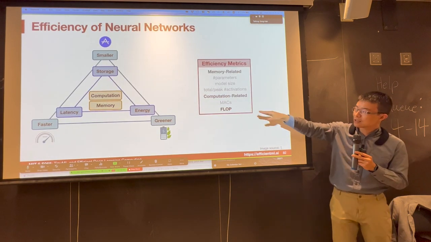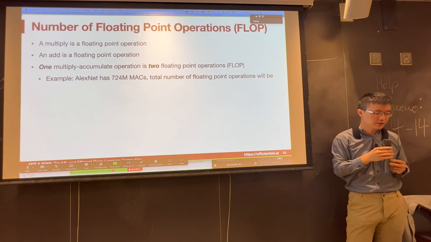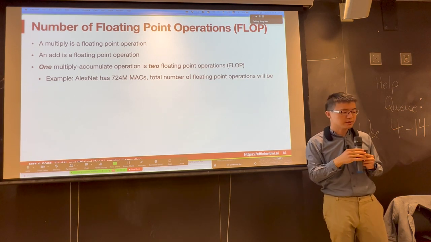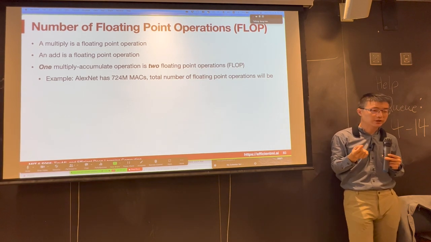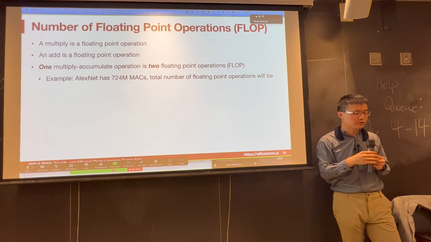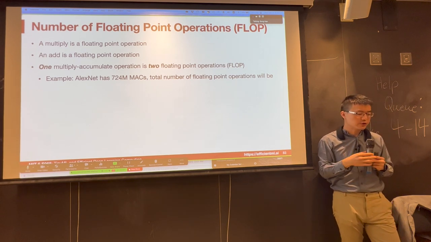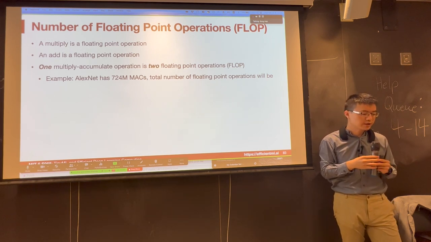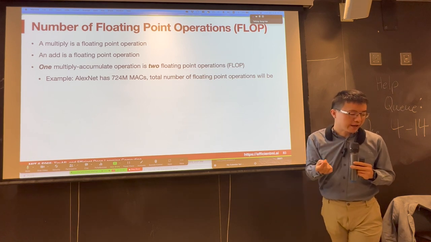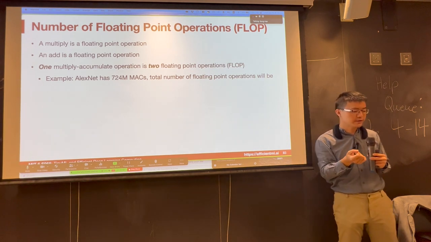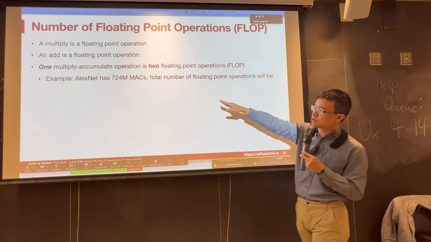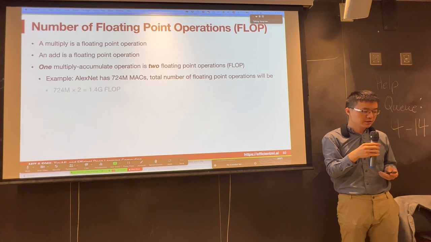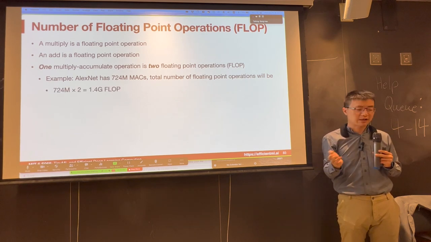All right, so the last concept, which is FLOPs. Okay, so FLOP indicates the number of floating point operations. A multiply is a floating point operation if both operands are floating point numbers. And an add is also a floating point operation if both operands are floating point numbers. So one MAC is actually two FLOPs. Okay, so if AlexNet has 724 million MACs, then what is the total number of floating point operations? So it's just multiplying that by 2, okay?